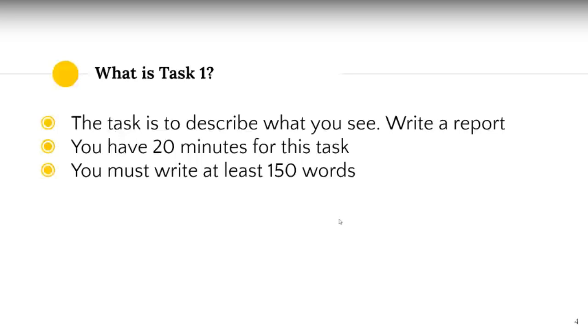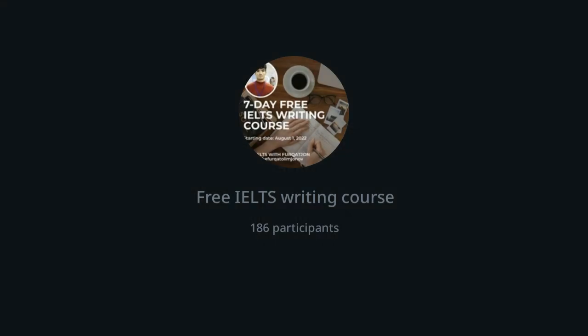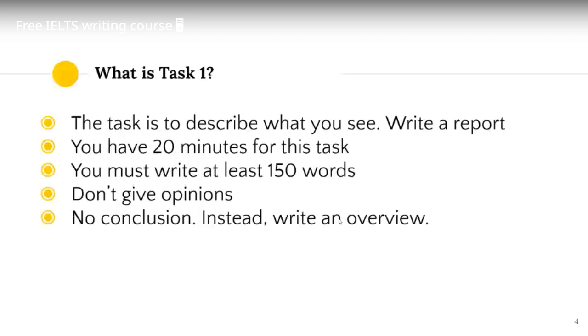Another thing is you should not give opinion. Okay, it's not task one. Oh, I'm sorry, it's not task two. It's not an essay where you give opinion. You just write what you see. Another thing is you should not give any conclusion. Instead, you have to write an overview. An overview is probably the most important part of our task one writing.